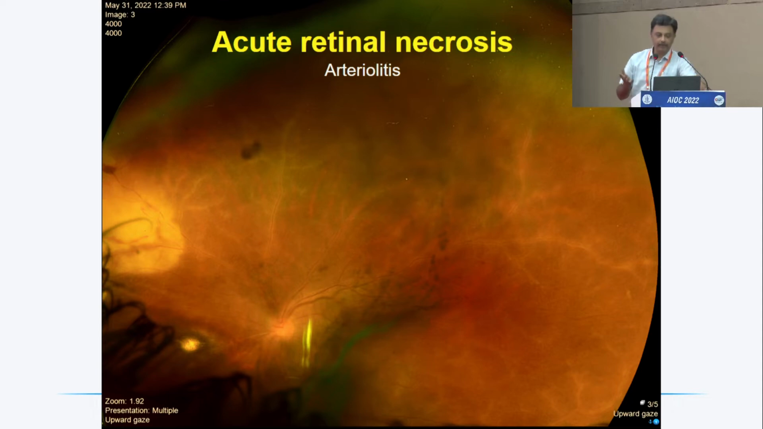The other type of perivascular infiltrate, and in this case it is involving mainly the arterioles, is the one that you see with acute retinal necrosis. You see the tongue-shaped area of necrosis in the supratemporal periphery. Now, again, you don't have to treat these separately, you just need to treat the viral infection in acute retinal necrosis.